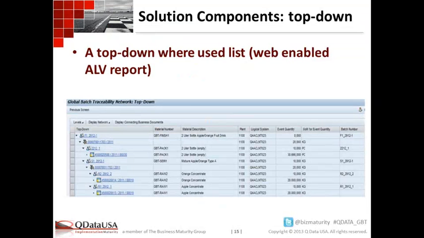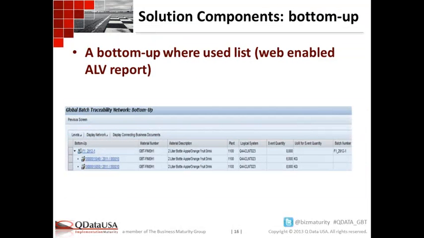So here's the top-down list. It's an ALV grid report. We type in our batch, and we get everything that was consumed, all the batches that made up this particular batch that we're dealing with. From a bottom-up perspective, we select a batch and we say, all right, show me all the places where this particular batch ended up being used.